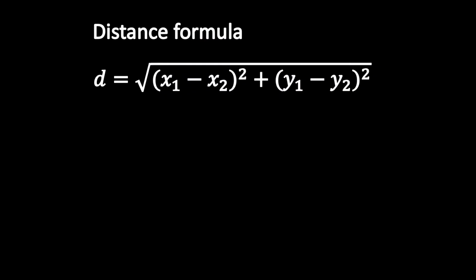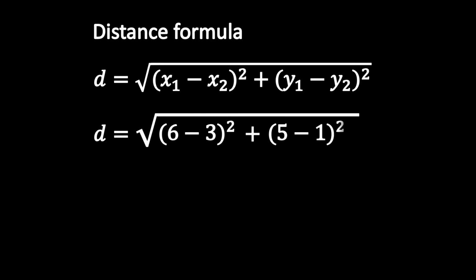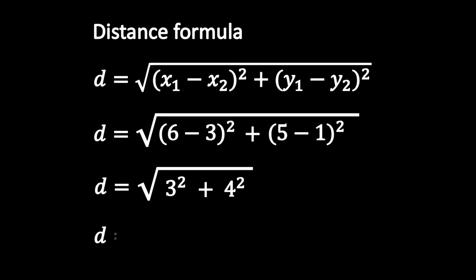We can verify it by using the distance formula. By substituting the given coordinates, we have d equals the square root of the quantity (6 minus 3) squared plus the quantity (5 minus 1) squared. We now have d equals the square root of 6 minus 3 is 3, and then 3 squared, plus 5 minus 1 is 4, then 4 squared. 3 squared is 9, while 4 squared is 16. So we have the square root of 9 plus 16, which is equal to the square root of 25. The square root of 25, when we simplify, is 5.